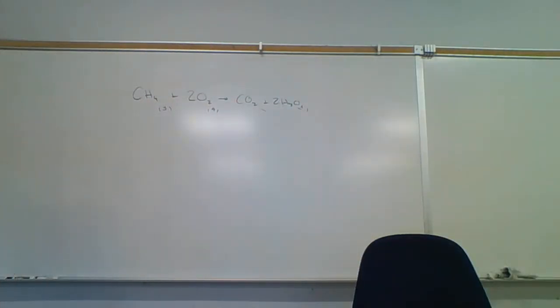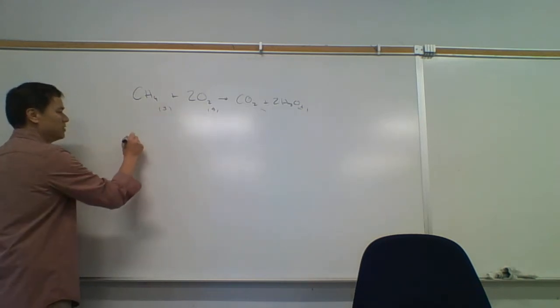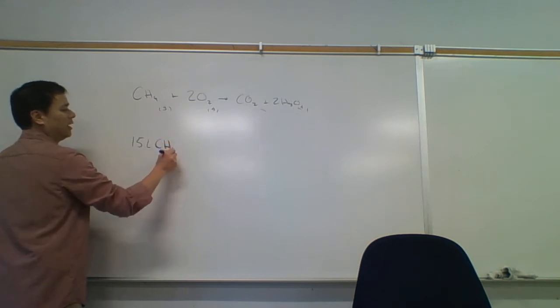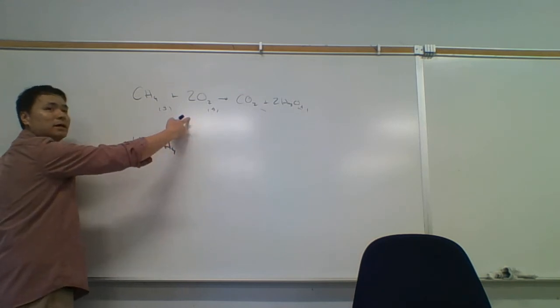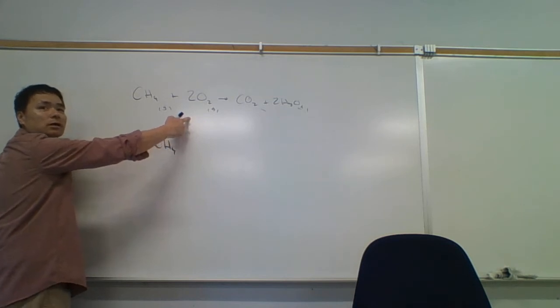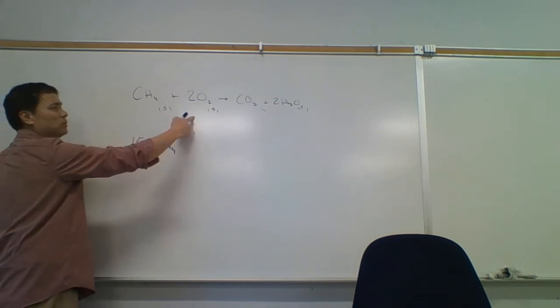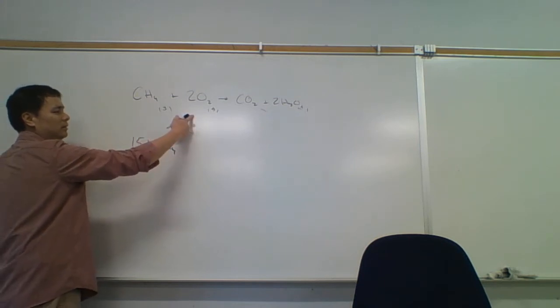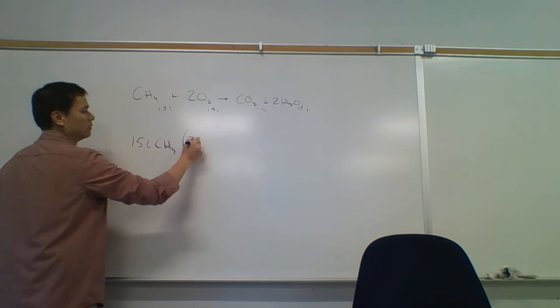And so, as long as the pressure and the temperature don't change, then we could use the volume ratios here. So 1 liter, 2 liters. And so if I have 15 liters of methane, how many liters? Well, I'm going to need twice as much O2. So for every 1 mole of methane, I need 2 moles of O2. For every 1 liter of methane, I'm going to need 2 liters of O2.